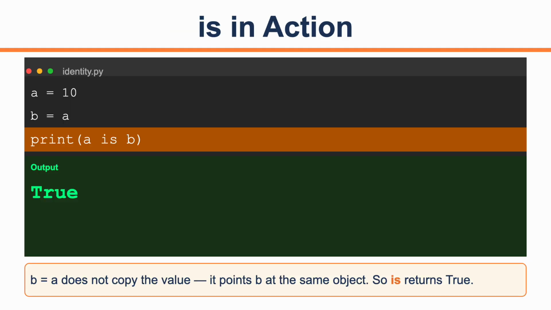Now let us try the is keyword in code. We assign the value 10 to a. Then we write b equals a. Both variables now point to the same object. When we write a is b, Python checks the memory address. They match, so the result is true.